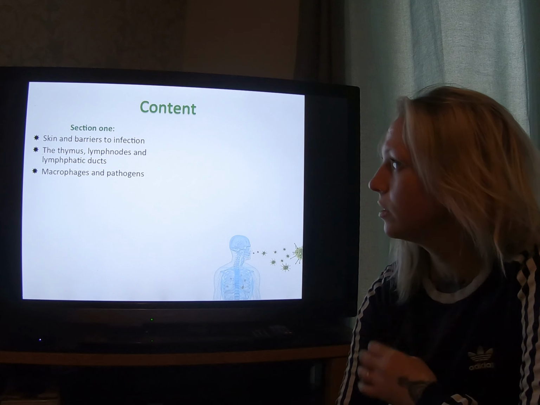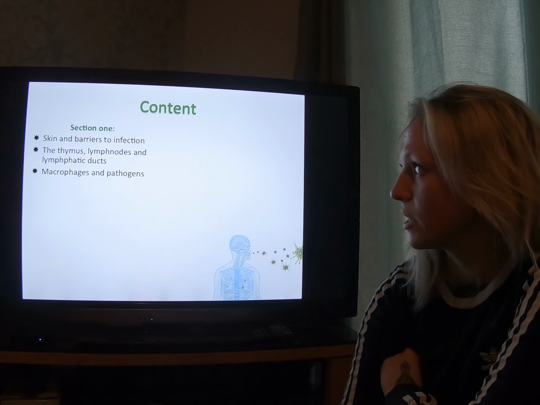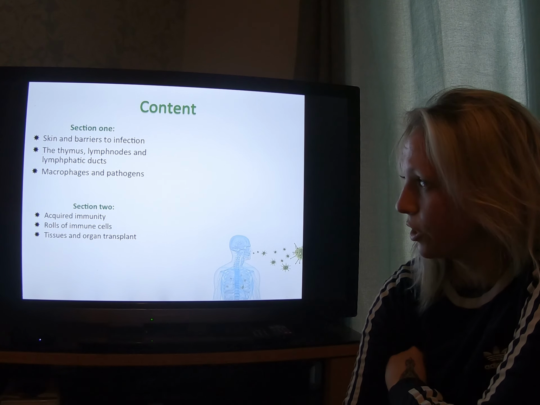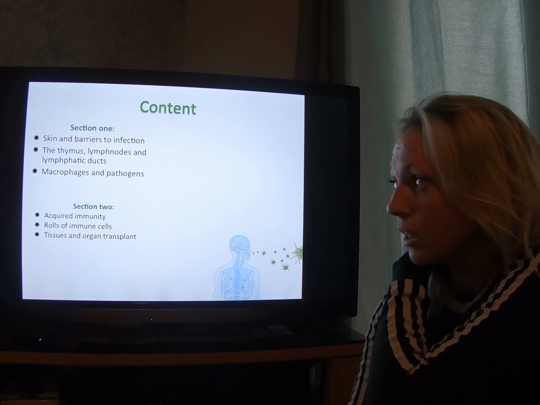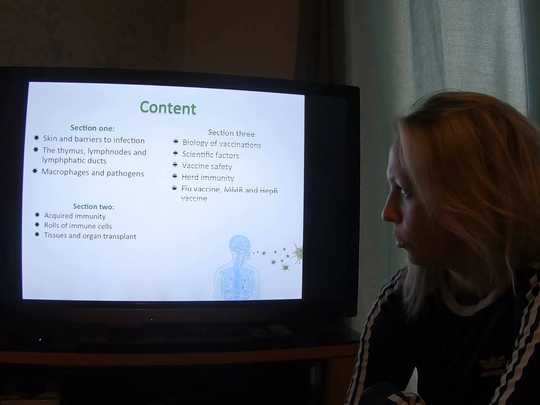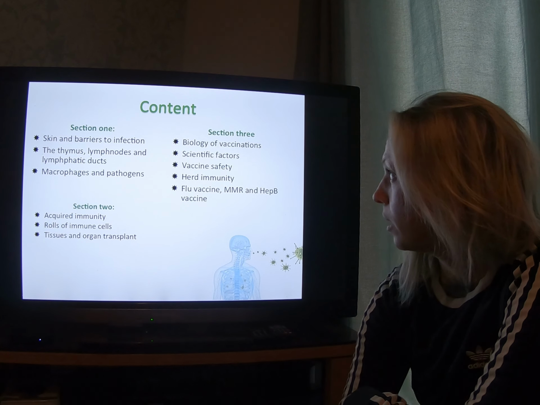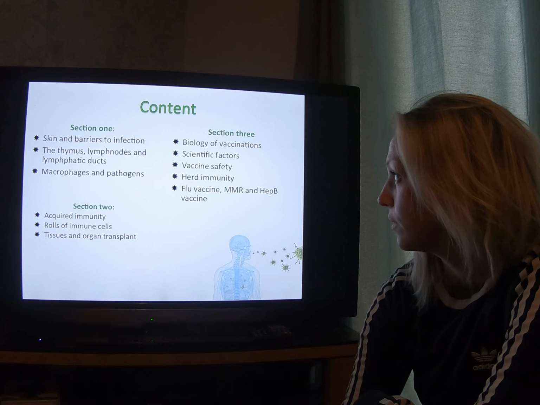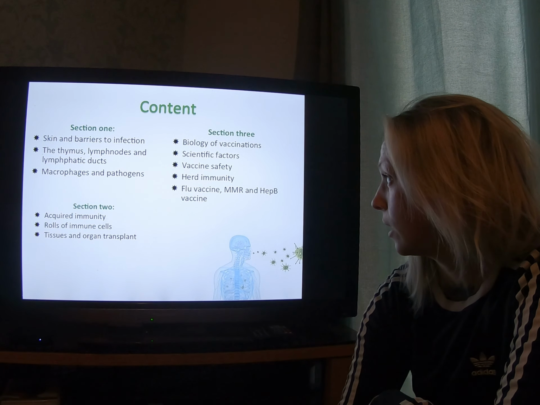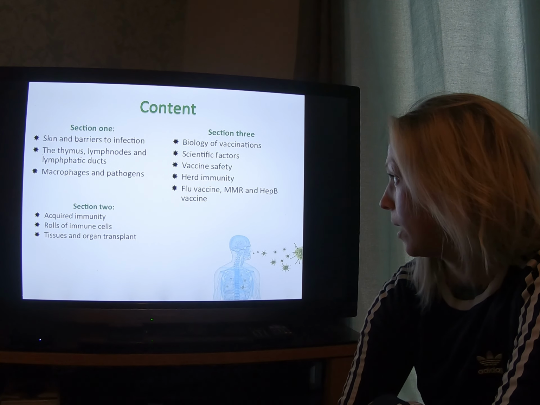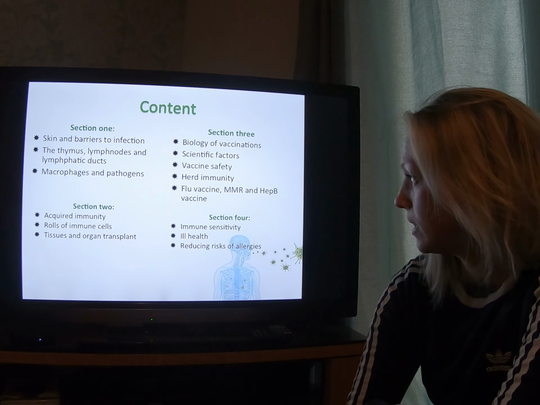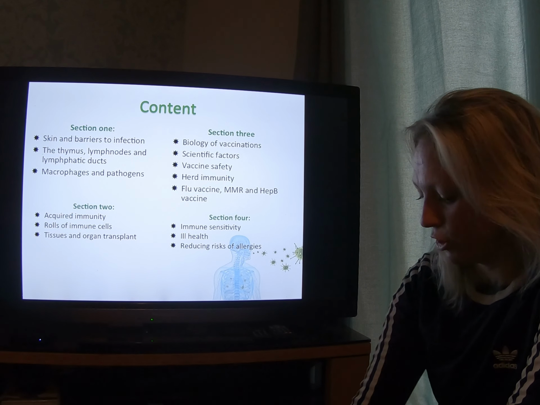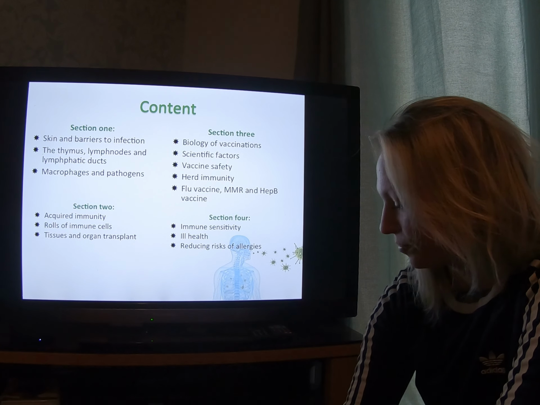We've got section 1: skin, barriers to infection, thymus, lymph nodes, lymphatic ducts, macrophages, pathogens. Section 2, we're going to take a look at acquired immunity, roles of the immune cells, tissues, organ transplants, biology of vaccination, scientific factors, vaccine safety, herd immunity. We're going to take a look at the flu vaccine, MMR, and the Hep B vaccine. And then in section 4, we're going to finish on immune sensitivity, ill health, and reducing the risk of allergies.